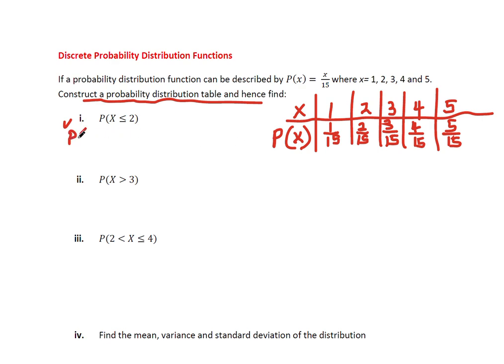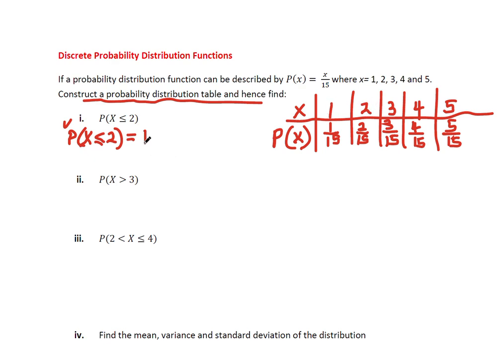So for number 1 here, which is the probability that x is less than or equal to 2, that would be the probabilities of all the x values, or outcomes in the data set, which are 2 or lower. And the outcomes which are 2 or lower would be the outcomes 1 and 2.